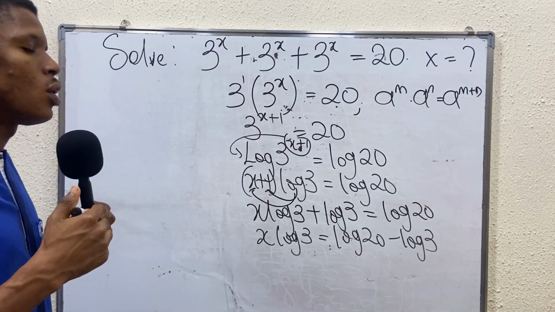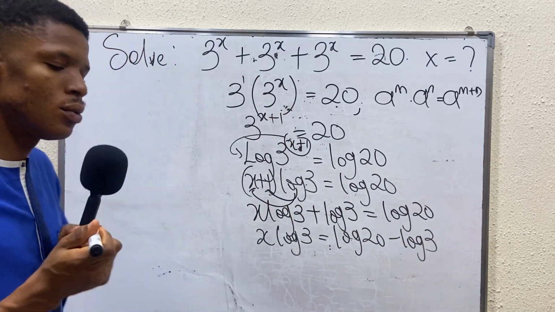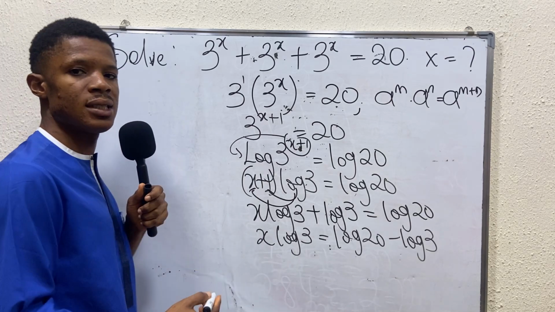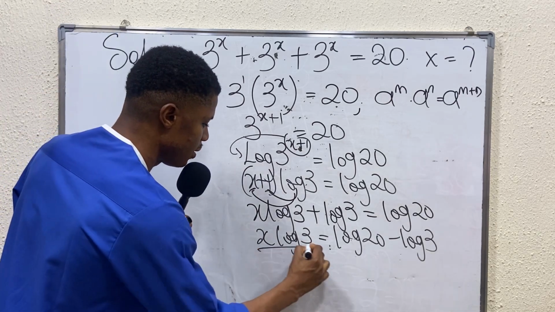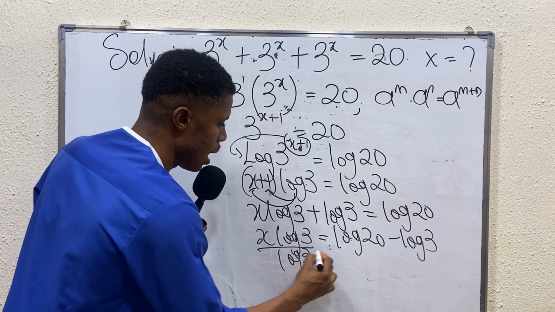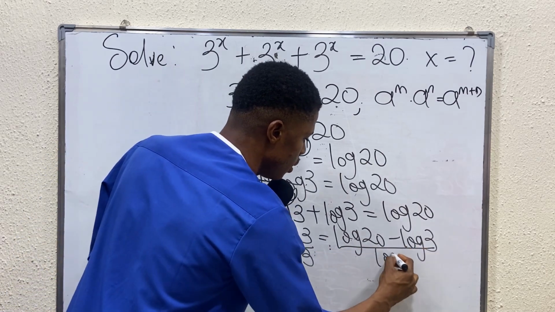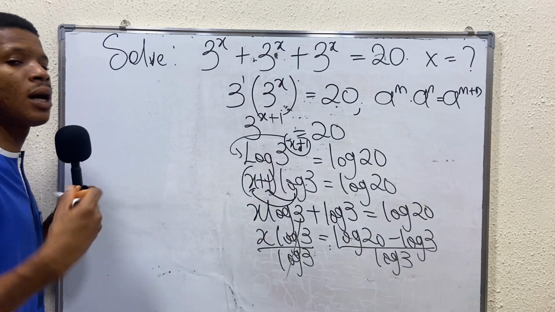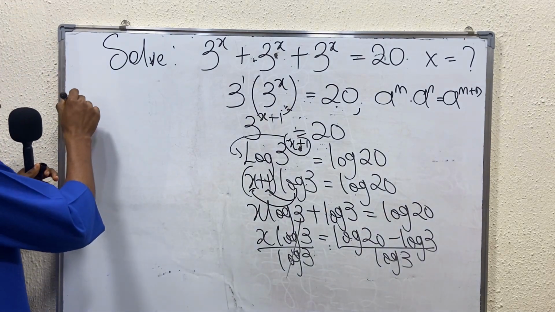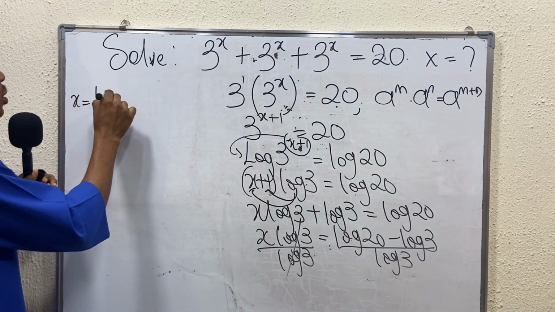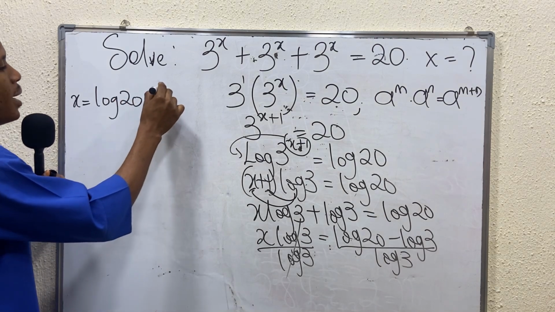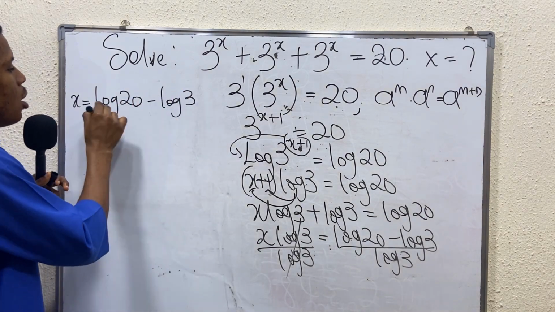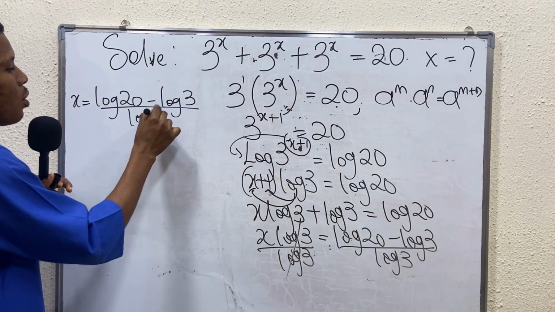So since we have this, the next thing we do is to divide the left and the right hand side by log 3. If I divide here by log 3, I have to divide everything here by log 3. So if I do that, log 3 is out. What are we having left? That x is equals to log 20 minus log 3 over log 3.